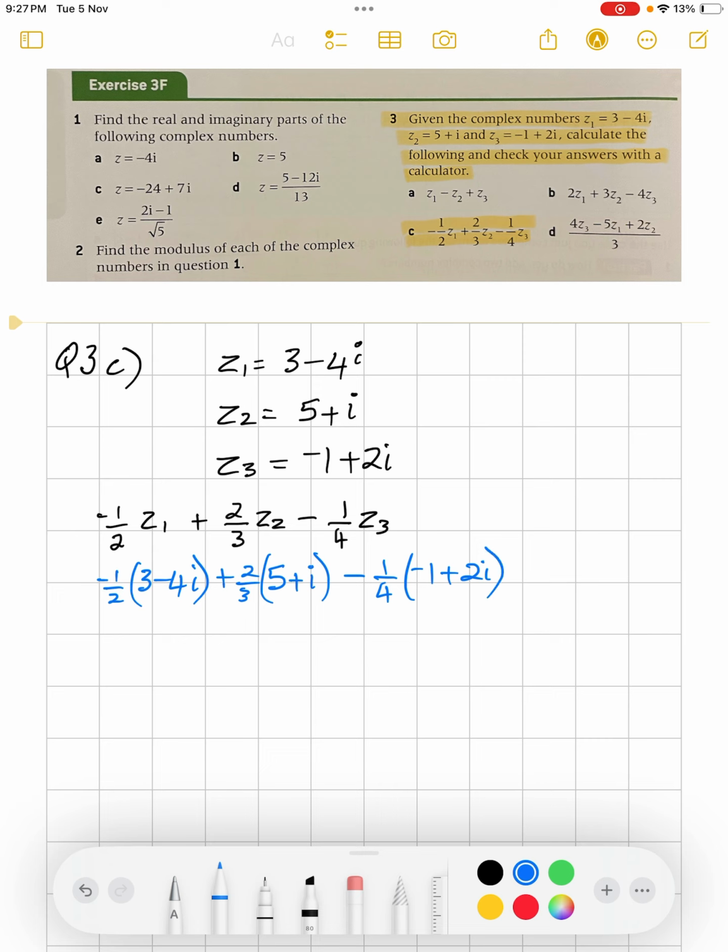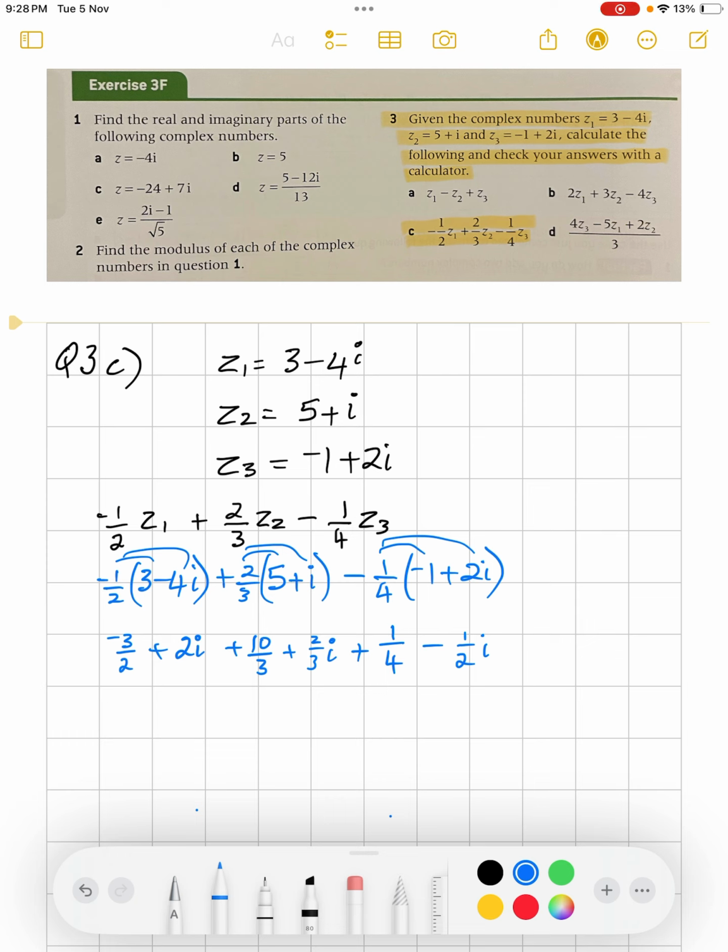So let's put this as negative 3 over 2. And that's a positive because a negative times a negative, 2i. And 2/3 of 5 is 10/3, and 2/3 i. And a negative times a negative is a positive, so we've got positive a quarter. And negative times a positive is a negative, and we've got a half i.